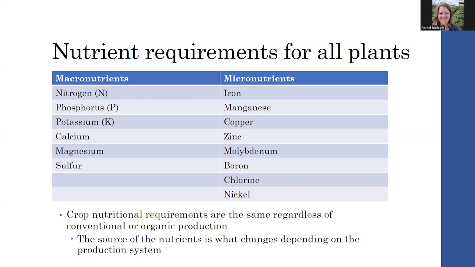The source of the nutrients supplied will change depending on the production system. So for example, a tomato that's grown organically would need nitrogen from certain natural sources, whereas a tomato produced conventionally could use those natural sources, but it would also be able to use synthetic nitrogen.